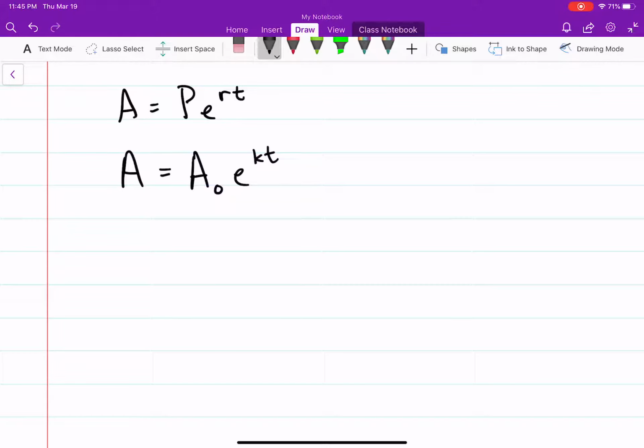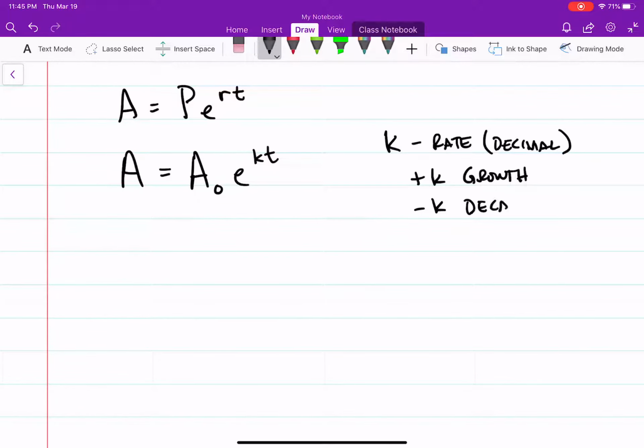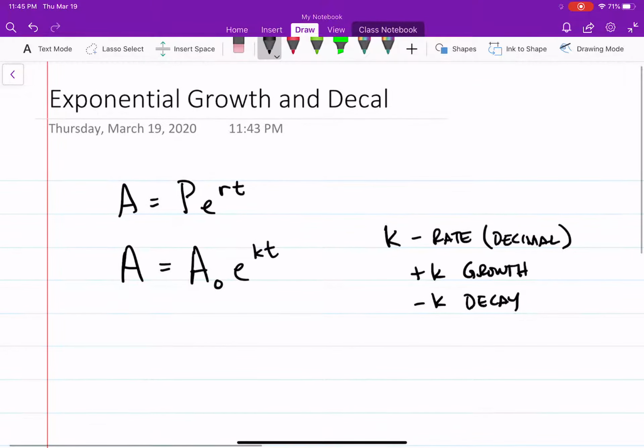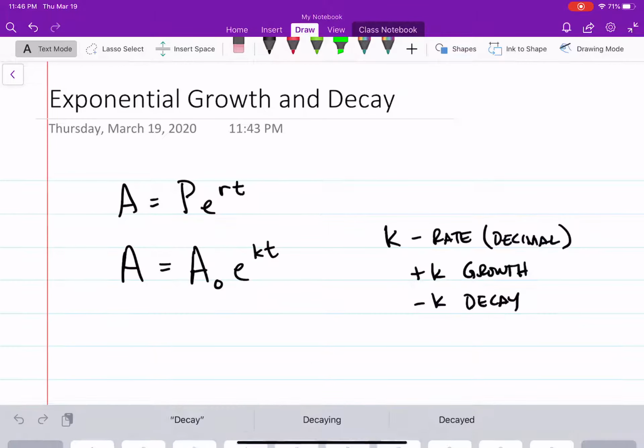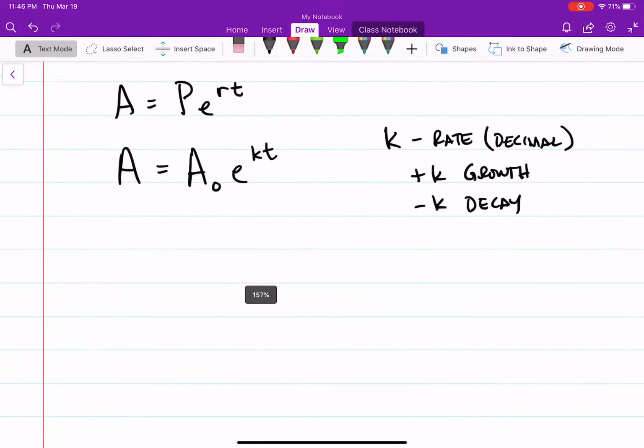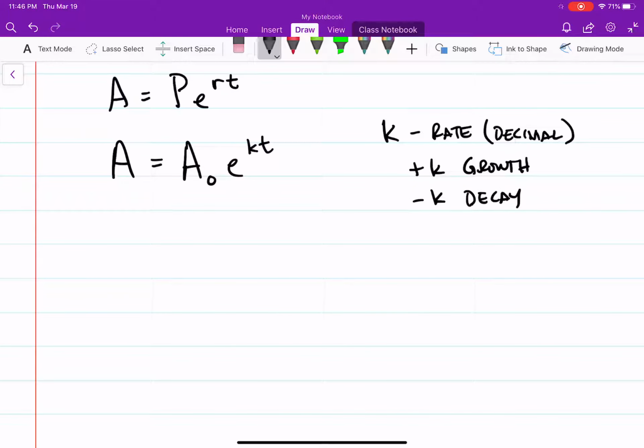So k is still your rate, and this is in decimal form. Okay, now here is the key. If k is positive, then it is growth. If k is negative, that means it's a decay. And I spelled decal instead of decay, so let me fix that now before I forget and have to do the video all over again. All right, so there's k.